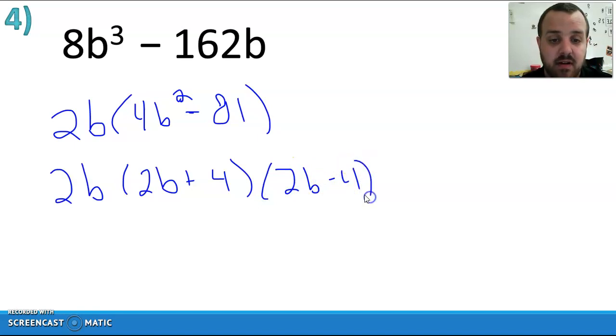Okay, if you remember, we talked about factor patterns. It's got whatever the square root of this is and the square root of this is, you add them and you subtract them, and that's our difference of squares. And there we go, we just factored this one fully.